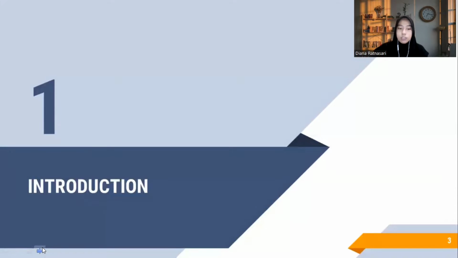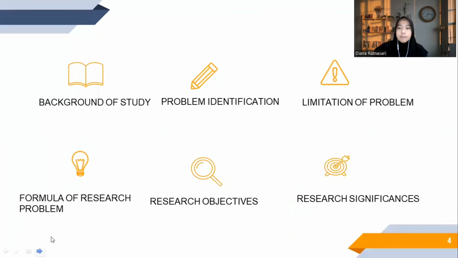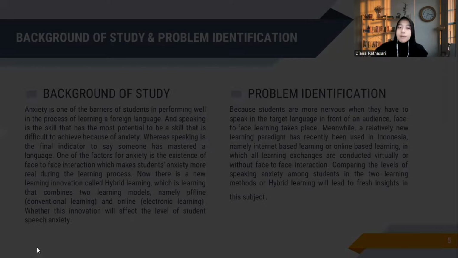Okay, without any further ado, let's start with the first explanation, my introduction. In my introduction, I have some subheadings. The first one is the background of study, then problem identification, limitation of problem, formulation of research problem, research objectives, and research significance.